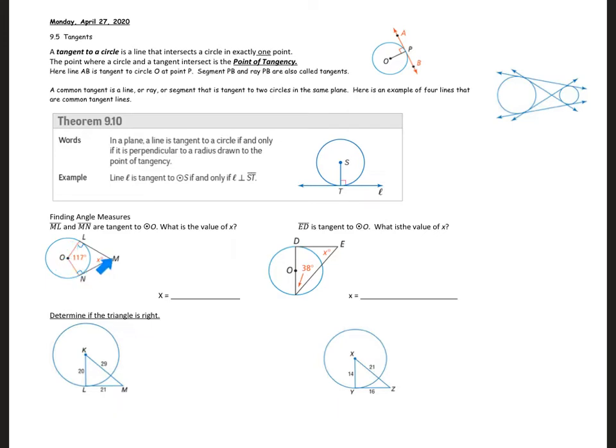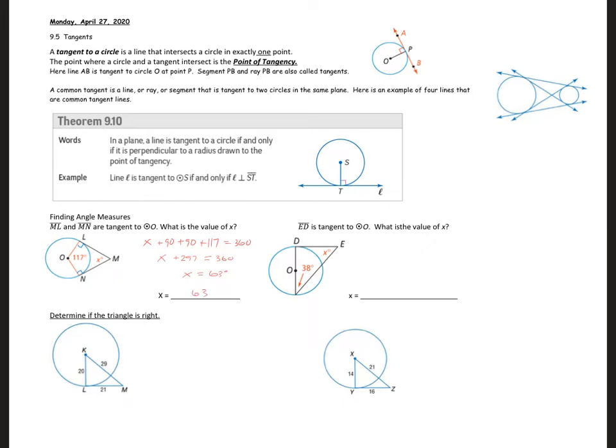And this shape is a quadrilateral. It's not inside the circle, but it is a quadrilateral. And we know that all the angles of a quadrilateral have to add up to 360 degrees. So I have x plus 90 plus 90 plus 117 equal to 360. Now, all you need to do is combine your like terms. So I take 90 plus 117, that is 297. So x plus 297 equals 360 degrees. And when I subtract, I get that x is equal to 63 degrees.